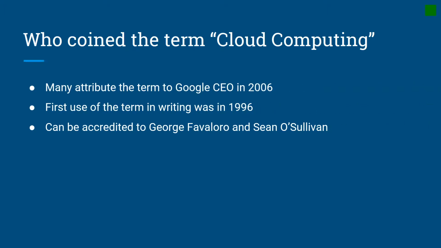The term became widespread after 2006, when Google CEO Eric Schmidt used the term at a conference. However, the term was found in writing dating back to as early as 1996. George Favaleau and Sean O'Sullivan worked together at Compaq. Favaleau has a hard copy of an internal document entitled Internet Solutions Division Strategy for Cloud Computing. The term also appeared in Sean O'Sullivan's unapproved trademark application for his startup company called NetCentric. Regardless of where the term originated, there is no doubt that the cloud has become an invaluable technology for all.